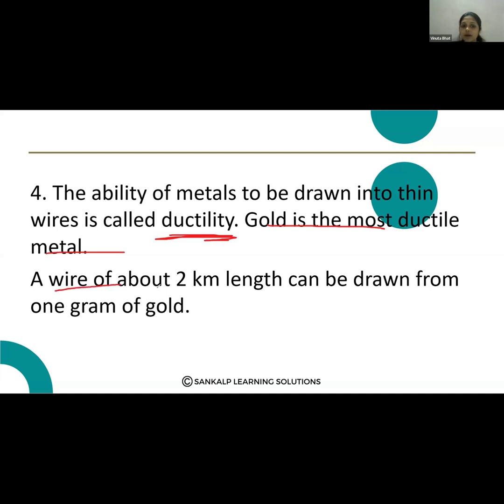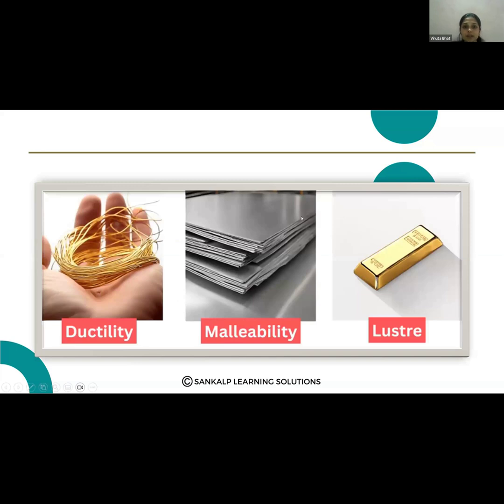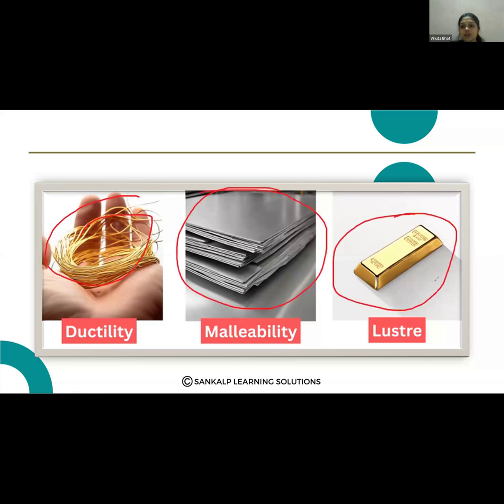Then a wire of about 2 kilometers in length can be drawn from 1 gram of gold. See here, so we can make a wire of 2 kilometers length from 1 gram of gold. So that property is called ductility. Here you can see the ductility property. So we can make thin wires, and this is malleability, thin sheets, and this is the lustrous nature, the shining nature. So these three are important physical properties of metal.